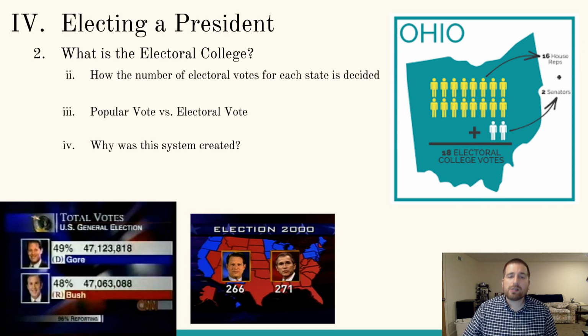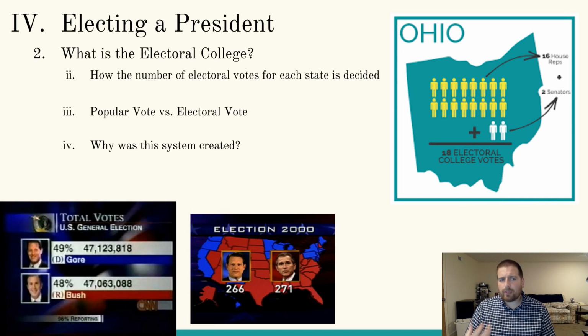So, as we discussed earlier, the state of Ohio has 16 House representatives. We also have, like every other state, 2 senators. You put those two numbers together, and there you have Ohio's 18 electoral votes. So that is how your electoral vote number is decided.